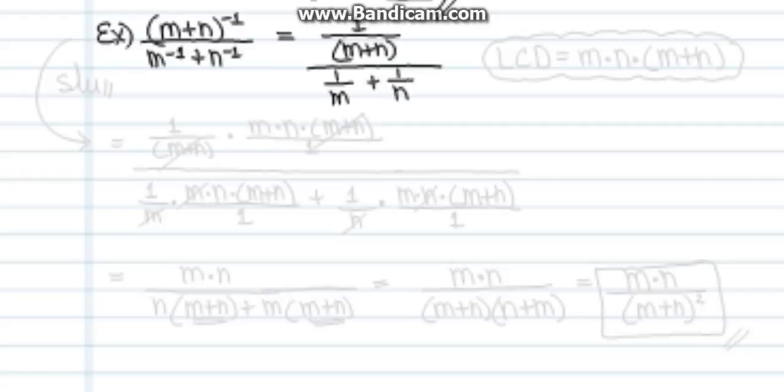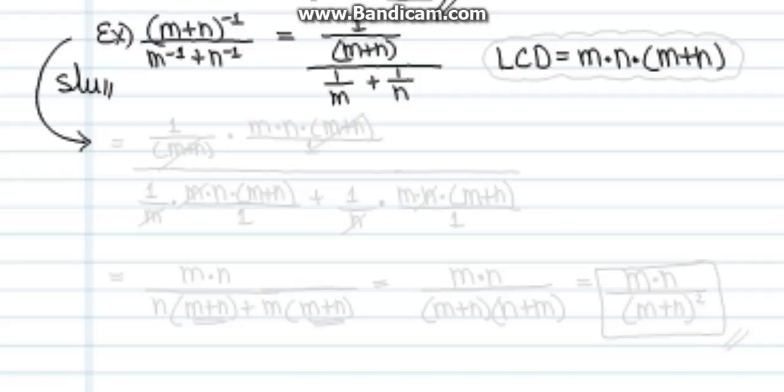Now it's clear that this is a complex fraction because it has all these little baby fractions in it. The LCD of the baby fractions turns out to be equal to m times n times m plus n, because we're going to take the product of all the denominators. We use the highest power, but they're all the first power, the denominators. Okay, so this is our solution.